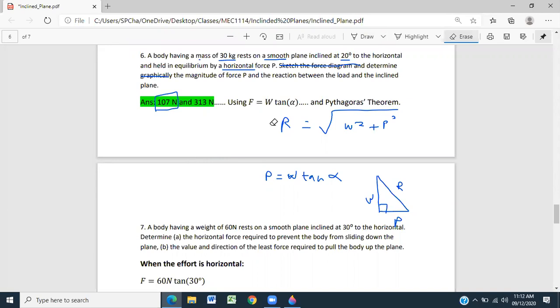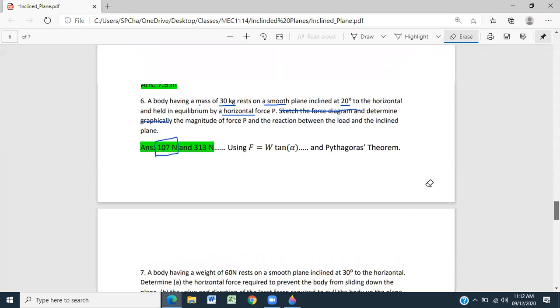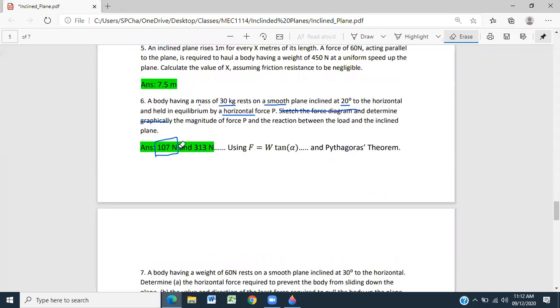Alternatively, you may wish to try this problem graphically, so you can always take out some graph paper, your protractor, and your ruler, and solve it graphically. It's not too hard to solve it graphically, just plot your lines and use some kind of scale. Maybe 1 Newton is equal to 1 centimeter or 1 square in your graph paper, right? So you can do that, and you can use your protractor for 20 degrees.